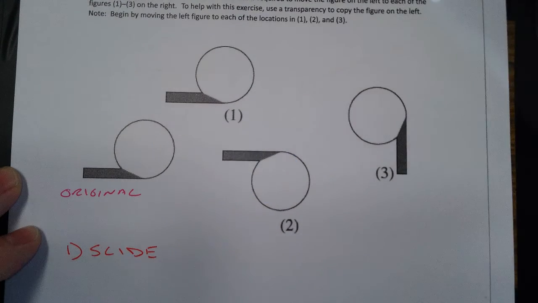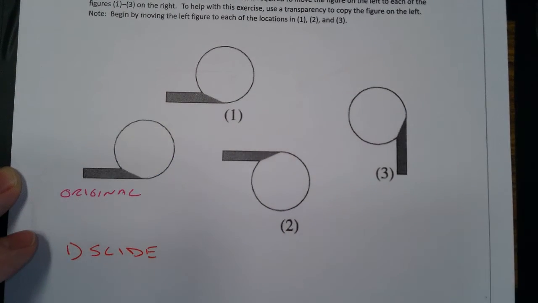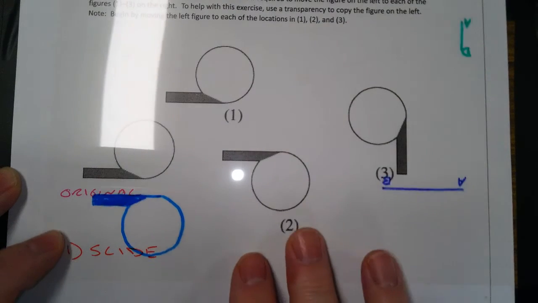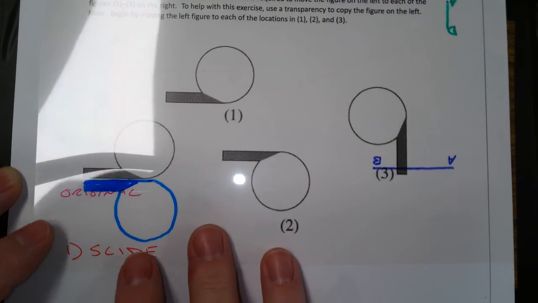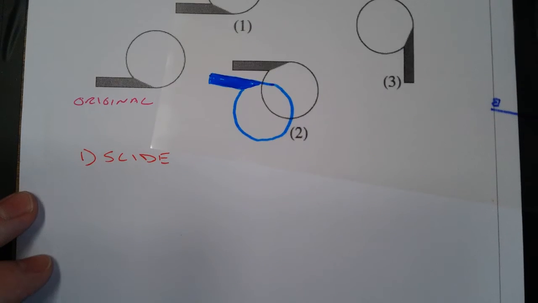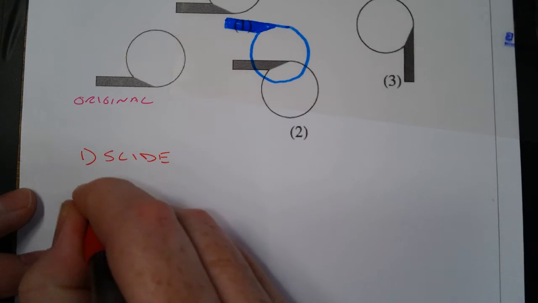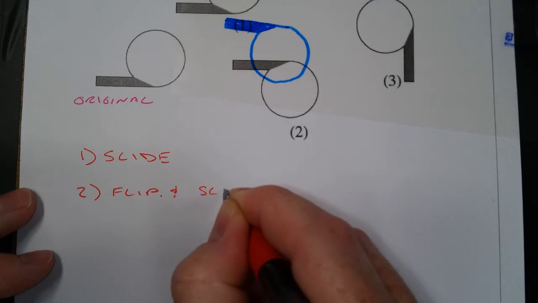So let me show you that one more time. Here's the original. I have to flip it so it looks like that. Flip it over this line. And then slide it. So how did I do number 2? It was a flip and a slide.